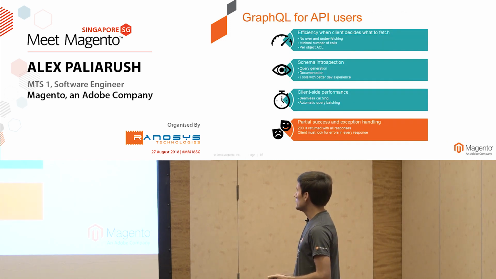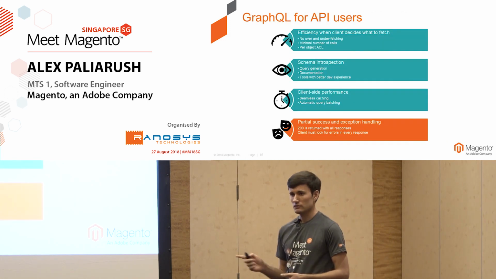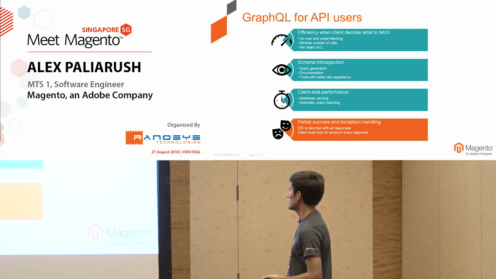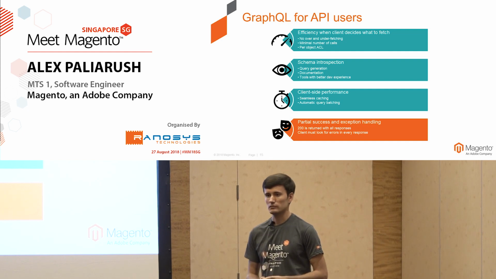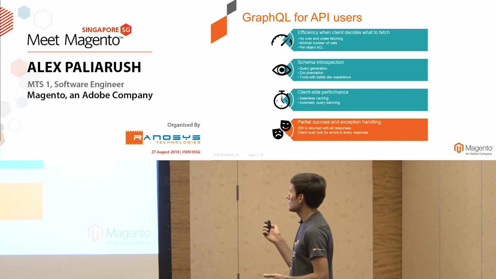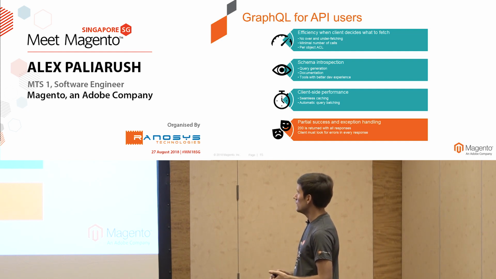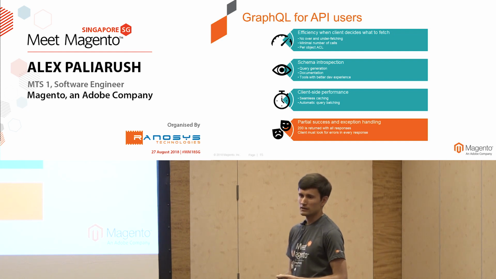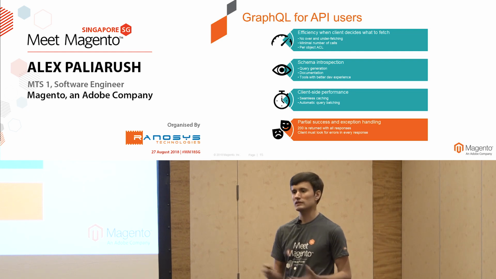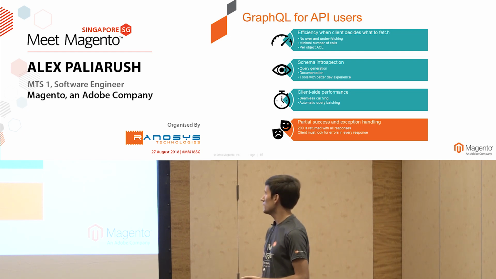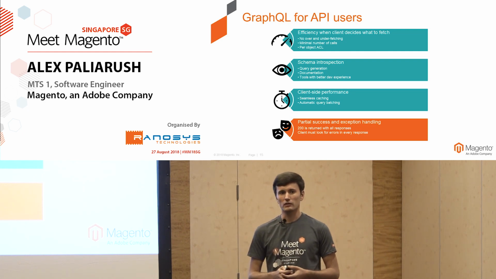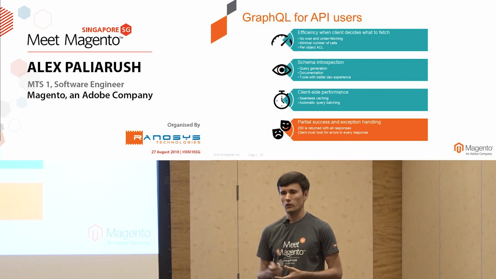And what GraphQL brings for API users, so this is client-side developers. First of all, it gives efficiency when the client decides what to fetch. And this actually leads to no over or under fetching. That's why it minimizes the number of calls, and an additional benefit is that you can get automatic query batching from client-side libraries.